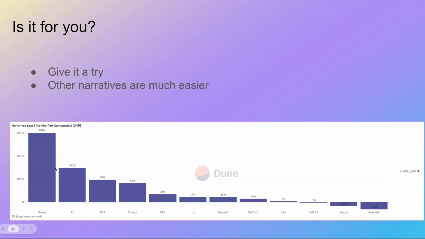So if you cannot perform well with memes, just say, okay, maybe I'm better off just holding some other stuff. AI, for example, is another good example, because it has been a great performing narrative in the last month. And there are maybe 20 AI projects with a token, or even less. If you do some due diligence, you can pick the best ones. And AI is not something where you see good projects popping up every day. So it's much easier, right? Just decide for yourself if you're doing well or not, and adjust your strategy.